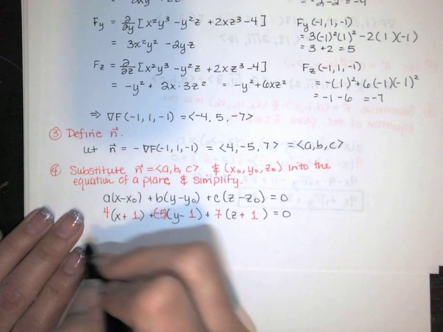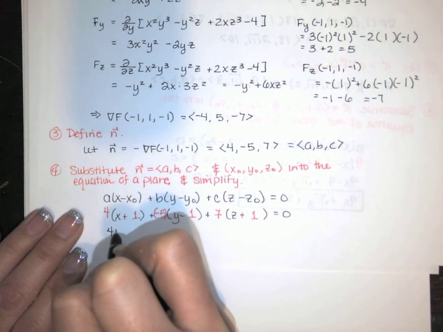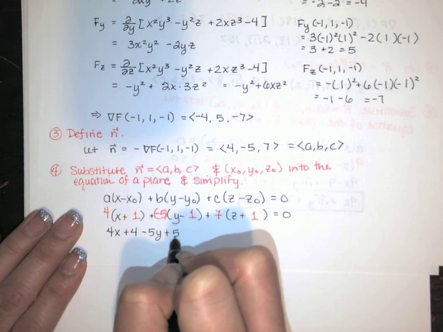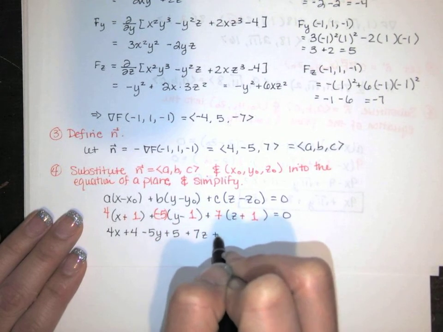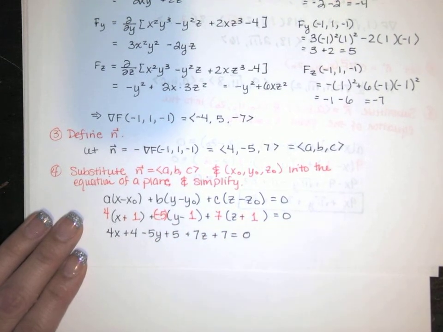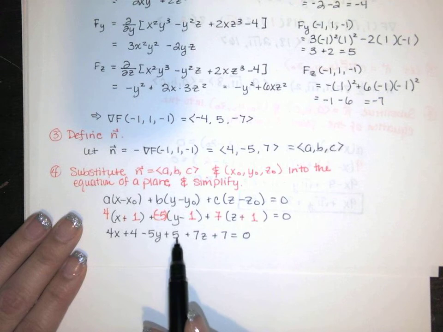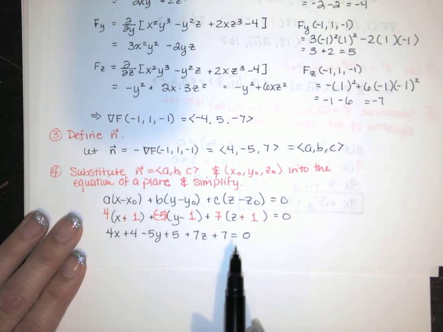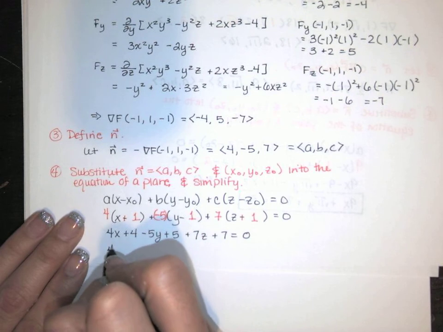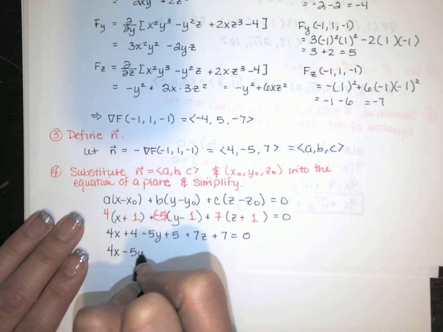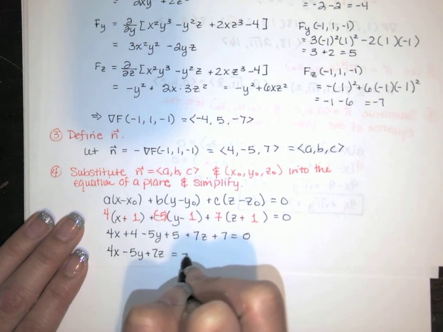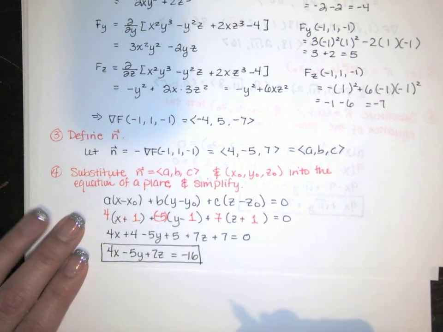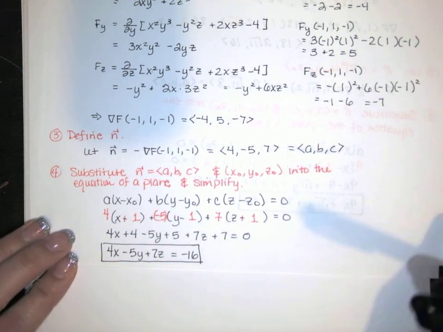And now we'll distribute and simplify. So I have 4x plus 4 minus 5y plus 5 plus 7z plus 7 equals 0. 4 plus 5 is 9. 9 plus 7 is 16. We're going to subtract 16 from both sides. And we'll have 4x minus 5y plus 7z equals -16. And that is the equation of our tangent plane.